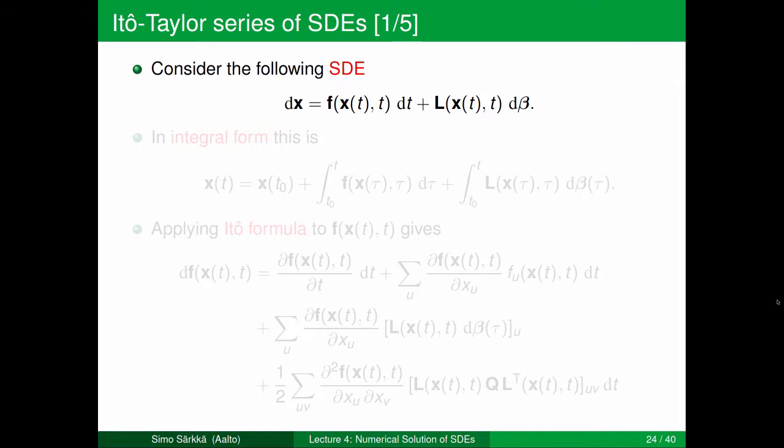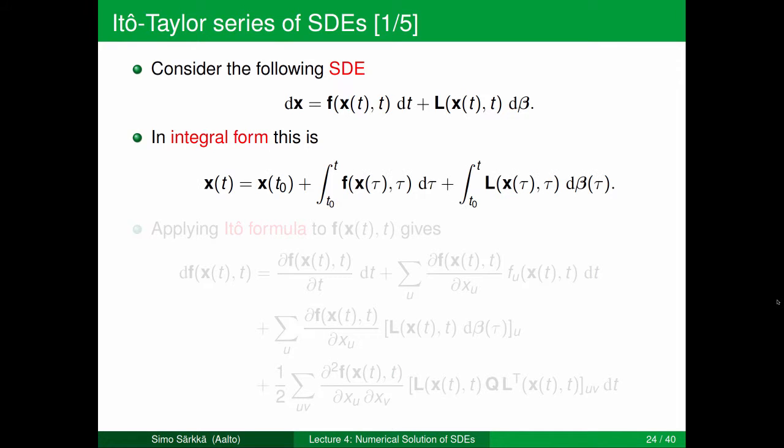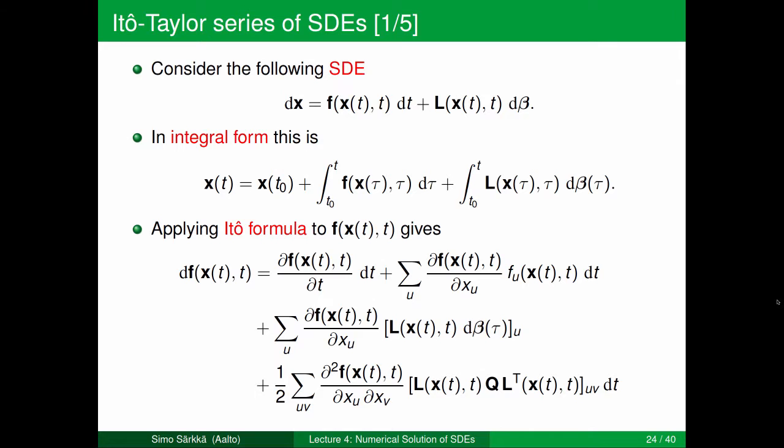Let's now do the same kind of derivation of the Taylor series for the SDE of this form, which is given as dx = f(x(t), t) dt + L(x(t), t) dβ, where β is again a Brownian motion. In integral form, this is x(t) = x(t0) + the integral from t0 to t of f(x(τ), τ) dτ + the integral from t0 to t of L(x(τ), τ) dβ. Previously, we wrote down f as a solution to a certain differential equation, and we used the chain rule on the right hand side.